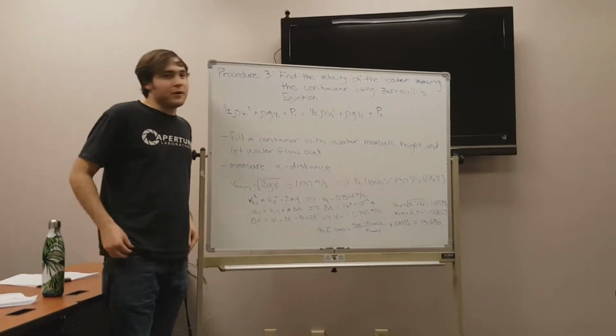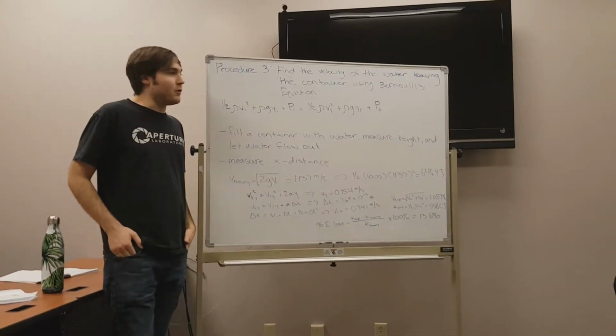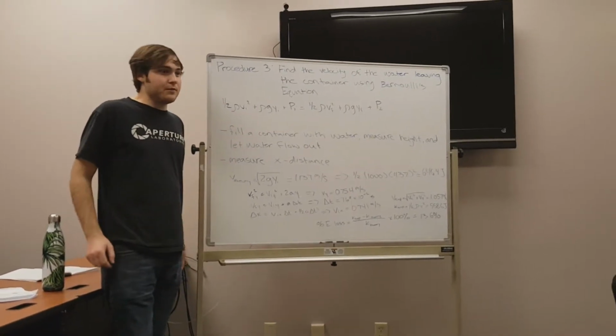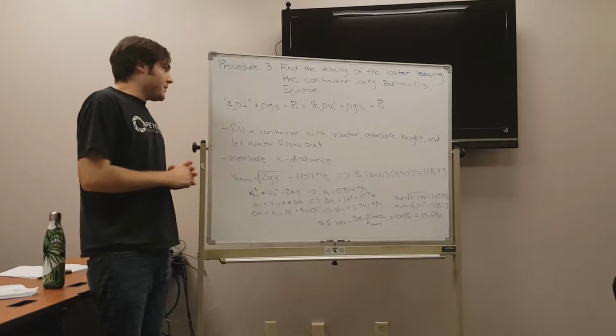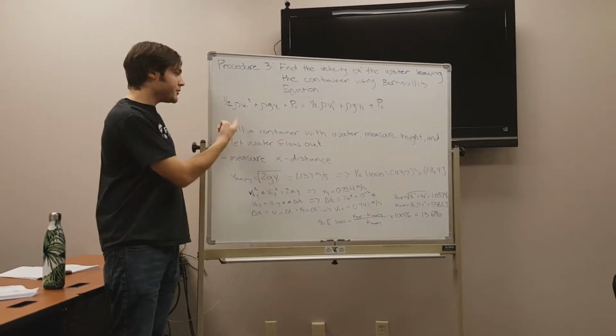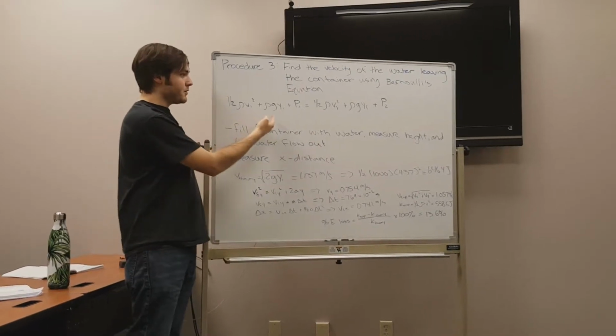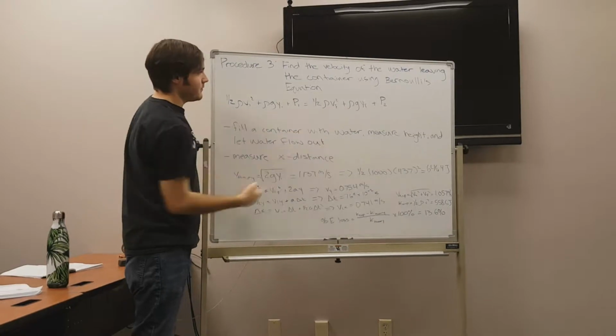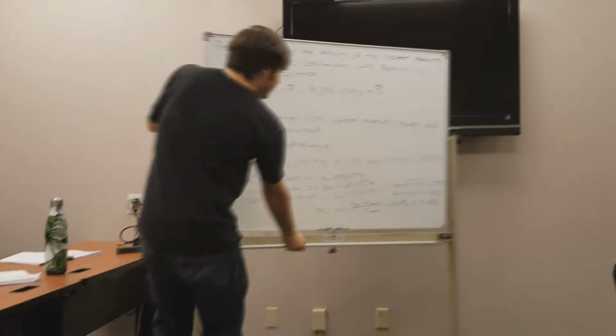Sorry. For procedure 3, we wanted to find the velocity of the water leaving a container, and we did so using Bernoulli's equation, which is based on the conservation of energy, where you have a kinetic energy term, a potential energy term, and a work term, and it's equal to the final versions of those.